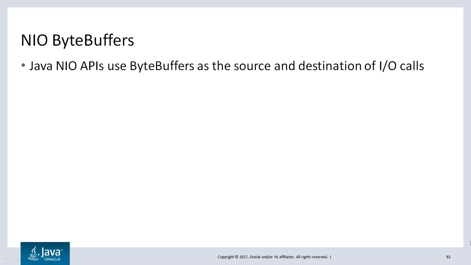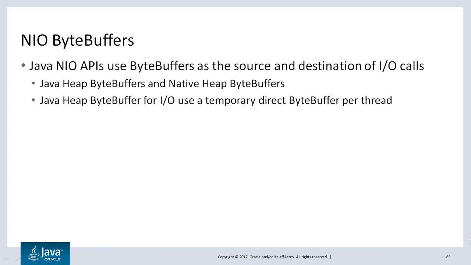These APIs use Java heap byte buffers and direct native memory byte buffers. Heap byte buffers allocate a byte array in the Java heap. Direct byte buffers allocate memory outside the Java heap using malloc. System or native IO calls can only use native memory, as native memory allocations cannot be moved by the garbage collector. This means that when we use a Java heap byte buffer for IO, it is copied into a temporary direct buffer.